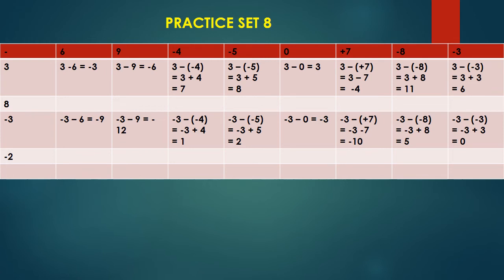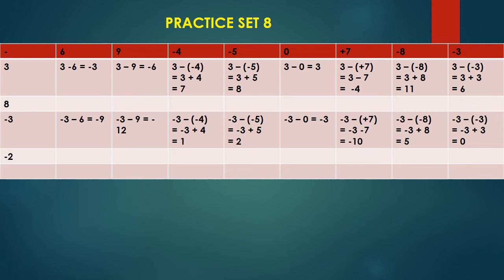See students, you have to follow all the rules that we have studied for subtraction of integers. 3 minus minus 5 means 3 plus 5. How does plus come? Minus minus will become the plus. Okay, so 3 plus 5 is equal to 8. 3 minus 0 is equal to 3. Then 3 minus plus 7. So plus 7 and the sign outside the bracket is minus. So plus minus becomes the minus.